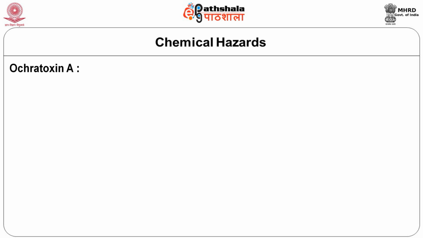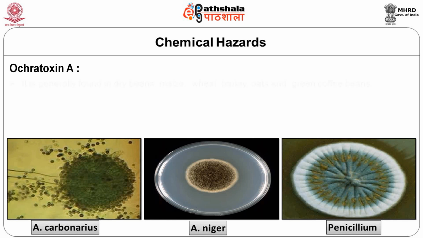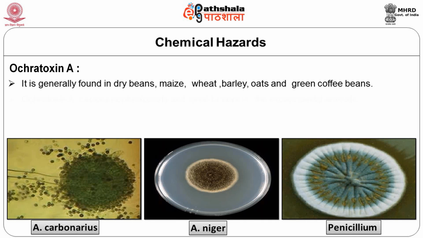Ochratoxin is the other mycotoxin that we are discussing. This is produced by several fungal species including Aspergillus ochraceus, Aspergillus carbonarius, Aspergillus niger, Penicillium verrucosum. These are a few of the fungi which actually produce ochratoxin. It is generally found in dry beans, maize, wheat, barley, oats and green coffee beans.